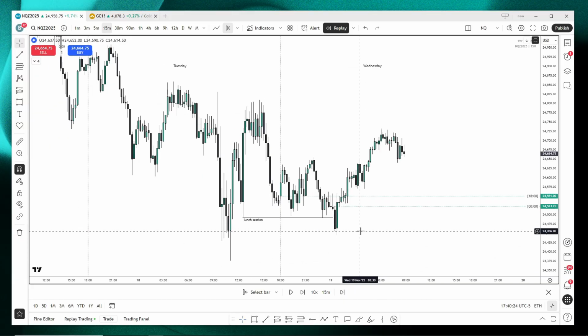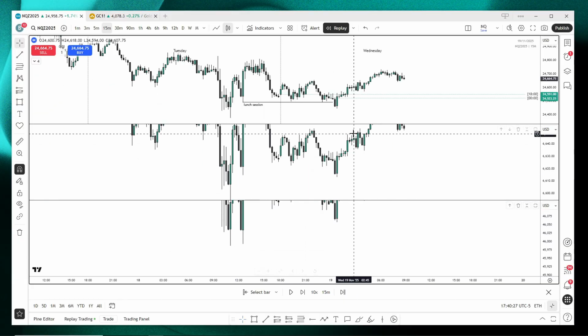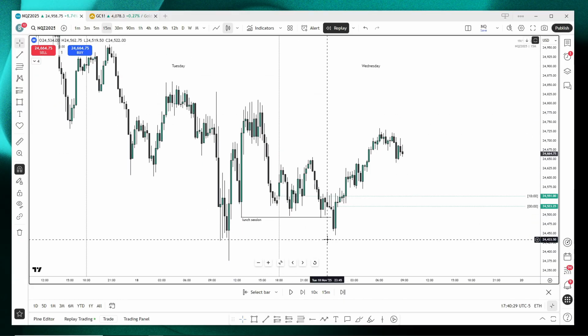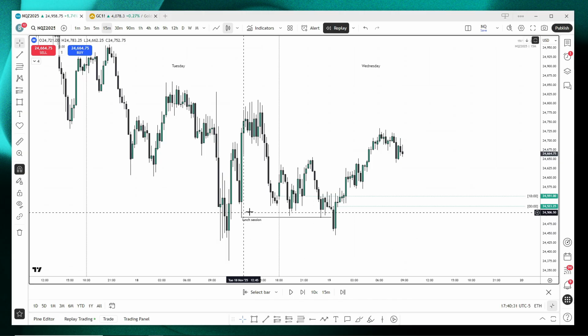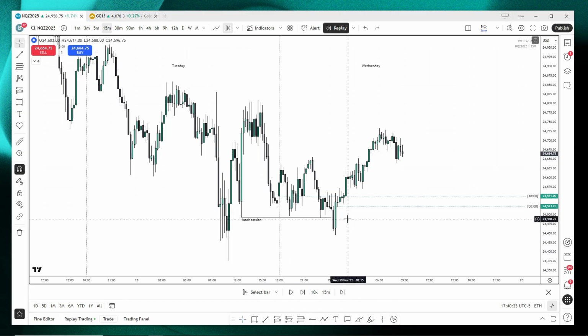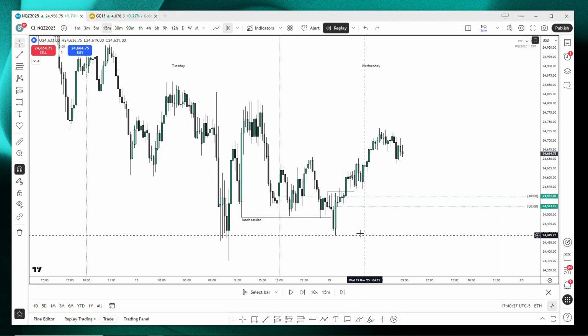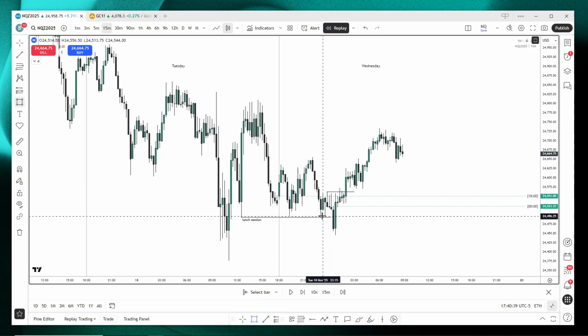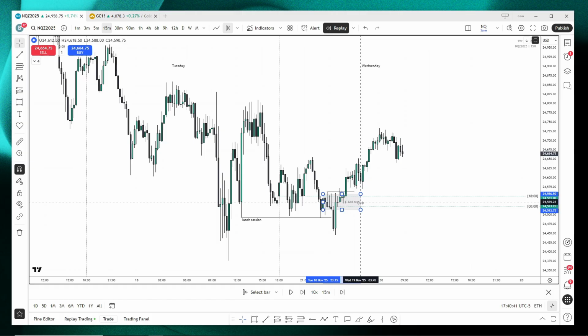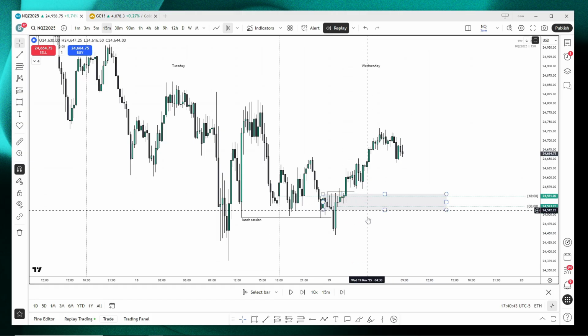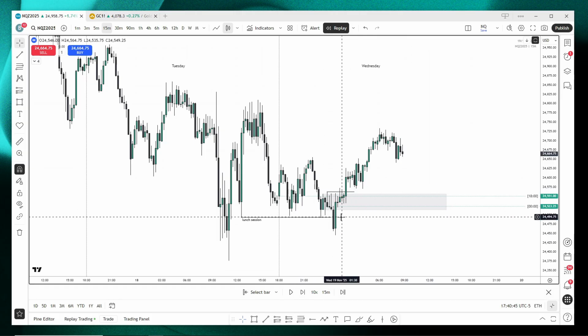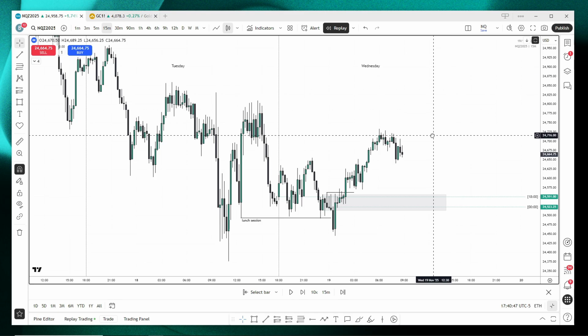What is also noted is that we actually formed SMT with YM at this lunch low. So this is a form of SMT with the lunch low. And as a result, we expanded above this intermediate term high, forming this 15-minute and also an hourly breaker block.